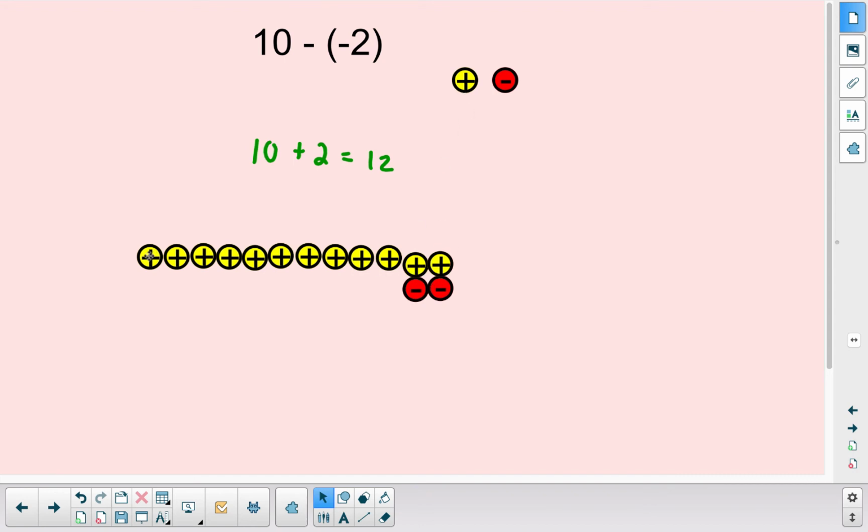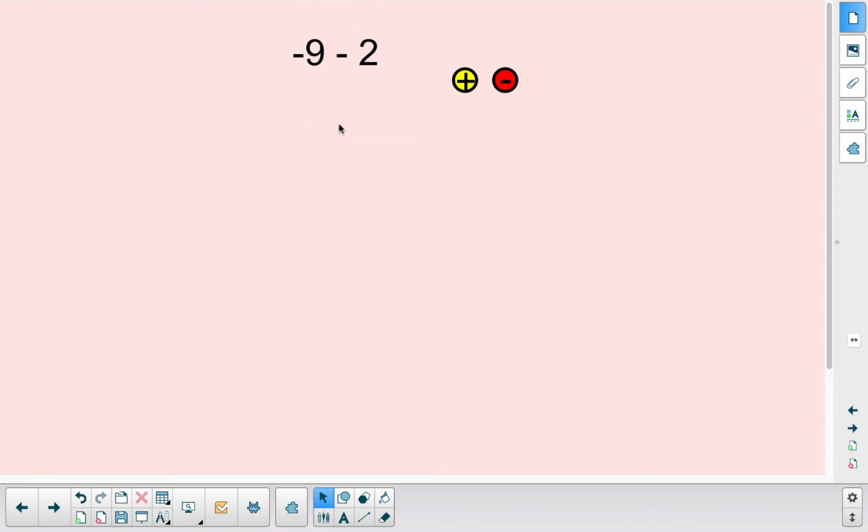So now I started with 10 still. You notice that there's 4 integer tiles over here, but the total value of them is 0. Now I can take negative 2, and if I take those negative 2, the 10, I add 2 more, it becomes 12. So what I just did, it looks like it's valid. Negative 9 minus 2, I've got a 9, I've got a 2. It should equal negative 7.